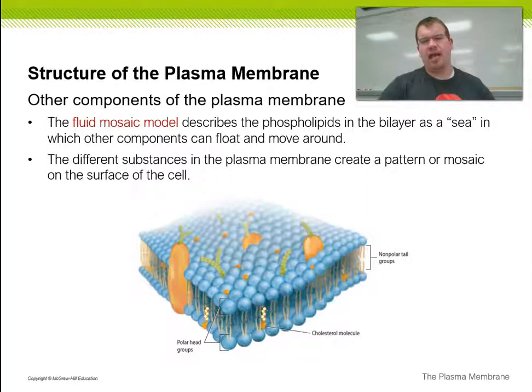Then I really hate this one, but this is just a model to look at and see what the plasma membrane looks like. This is the fluid mosaic model, and all it does is describe the phospholipids in the bilayer as a sea in which other components can float and move around. I know, I think the same thing about it, but it is what it is. Then we have the different substances in the plasma membrane. They create a mosaic pattern on the surface of the cell. So the blue is the sea, and the orange and the green sticking out of it are kind of like buoys or limbs just floating on the sea surface. That's kind of what it looks like. It's just a way of picturing what you would see.